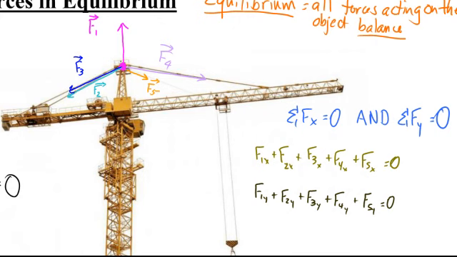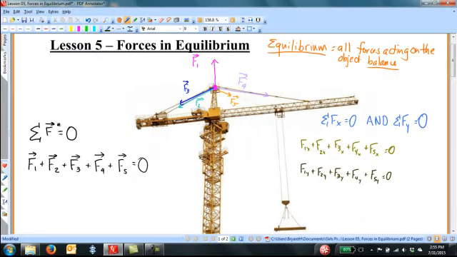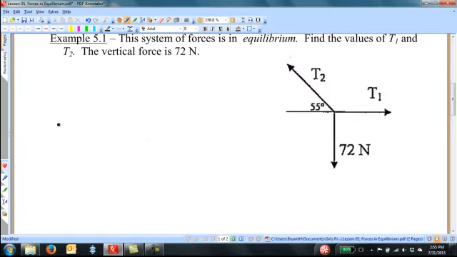Your authors describe how to approach these problems, and I encourage you to read and digest their description in your textbook. Let's take up a couple of examples and figure out how to apply this in some specific problem. Example 5.1. This system of forces is in equilibrium. Find the values of T1 and T2. The vertical force is 72 newtons.